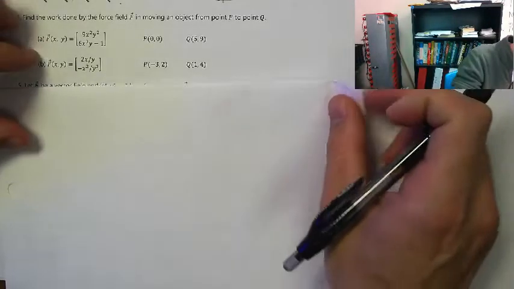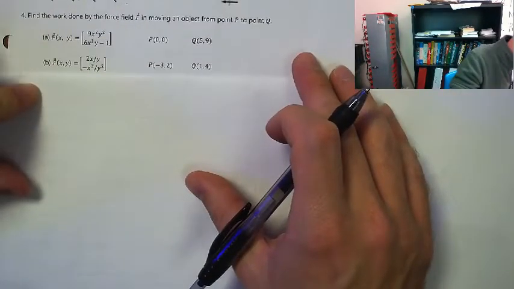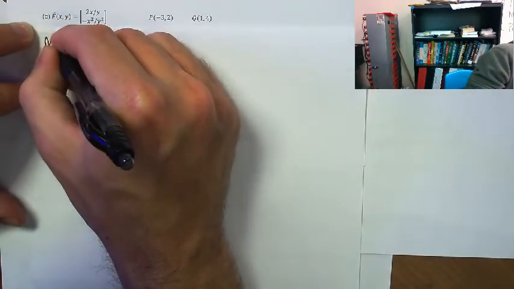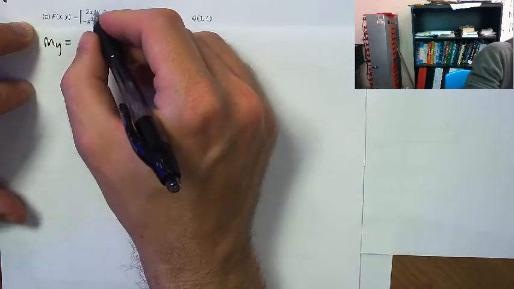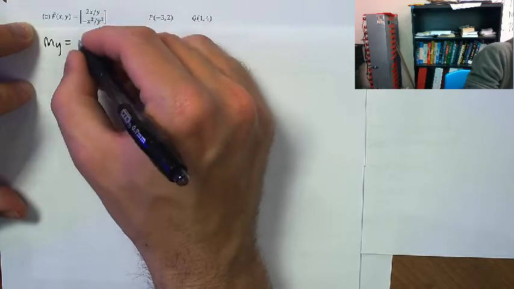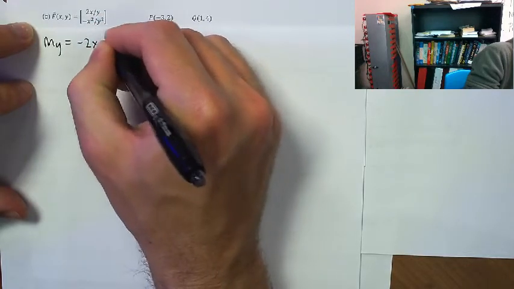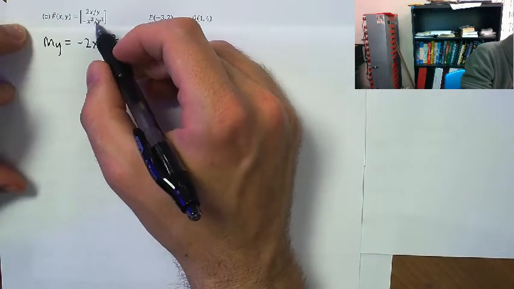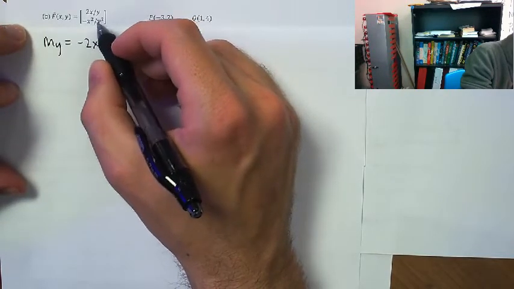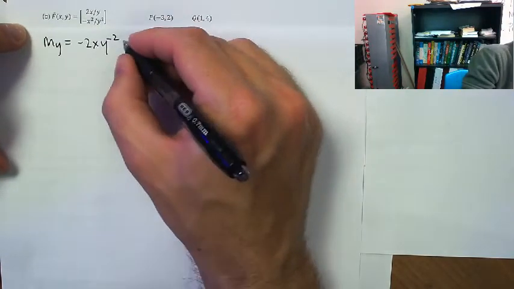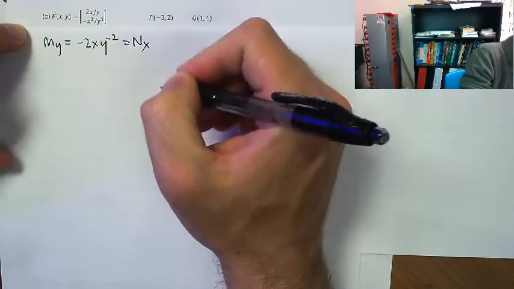All right, and this one. All right, let's verify that it is conservative first, and then we'll find a potential function. So the partial with respect to y is equal to, well, this is 2x y to the negative 1, so that would be negative 2x y to the negative 2. Is the partial of the second component with respect to x going to be that? Yeah, it'll be negative 2x on top, and then that y to the negative 2 will stay there. Okay, so that is equal.